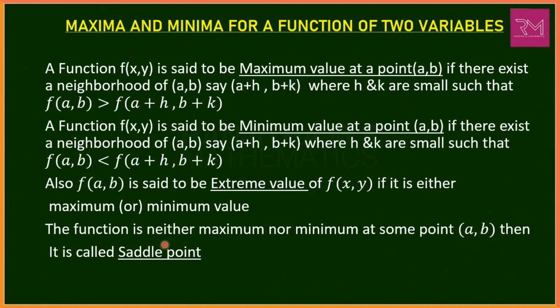Similarly, if the function is neither maximum nor minimum at some point (a, b), then we can conclude that the function f(x, y) has a saddle point. Here, if the maximum value or minimum value exists, then we can conclude that the function f(x, y) has an extreme value. Similarly, if the function f(x, y) has neither a maximum value nor a minimum value, we can conclude that it has a saddle point. These are all some definitions.